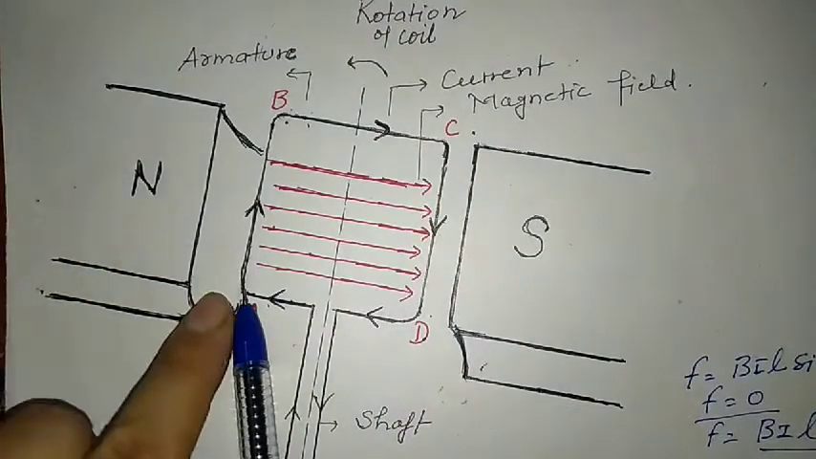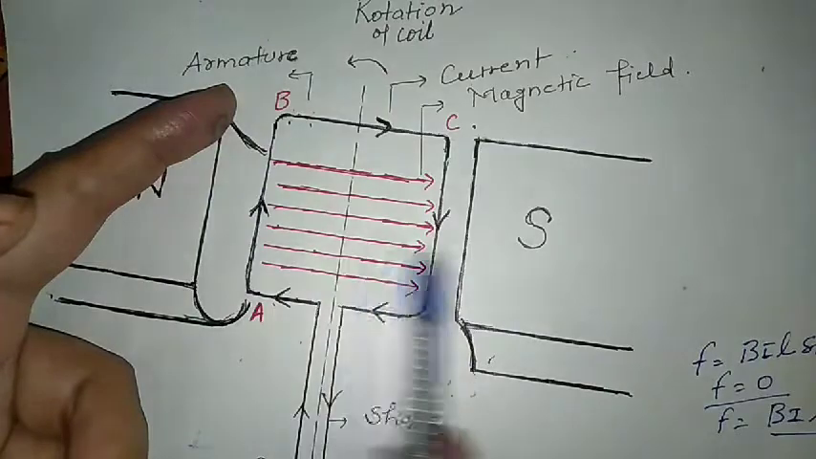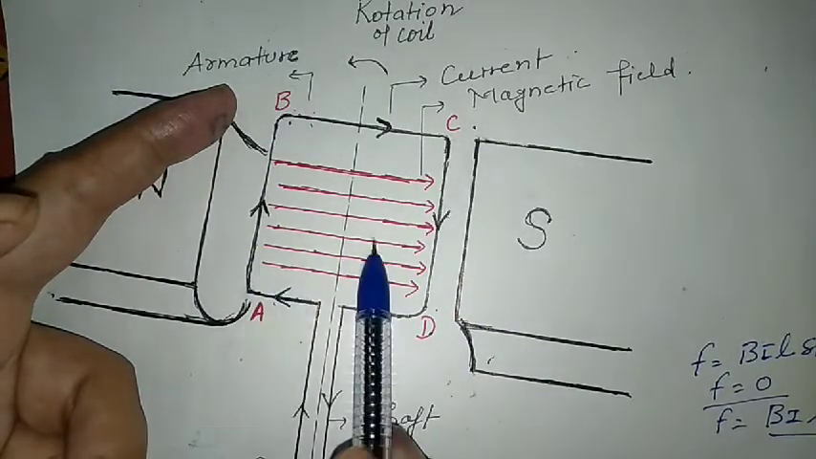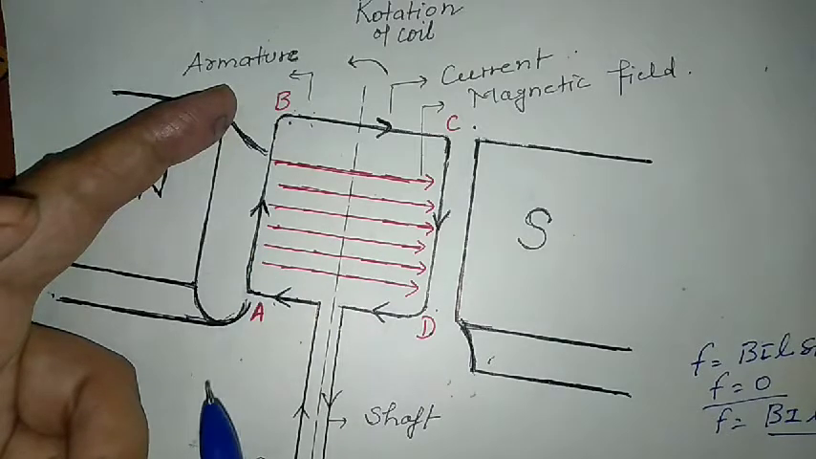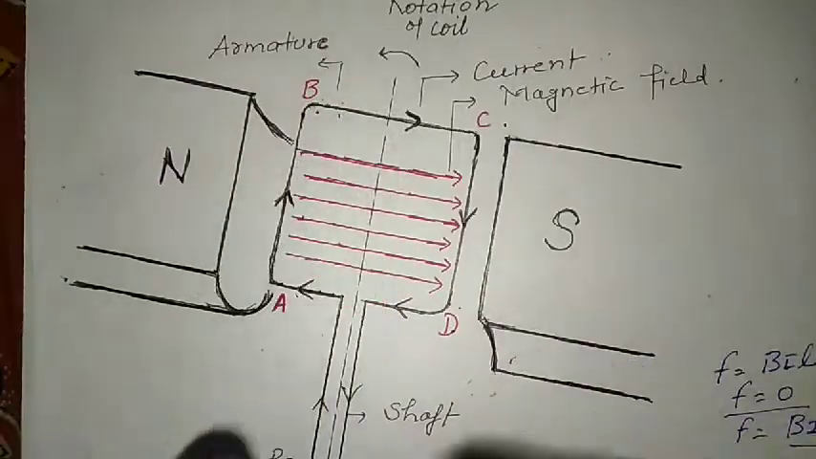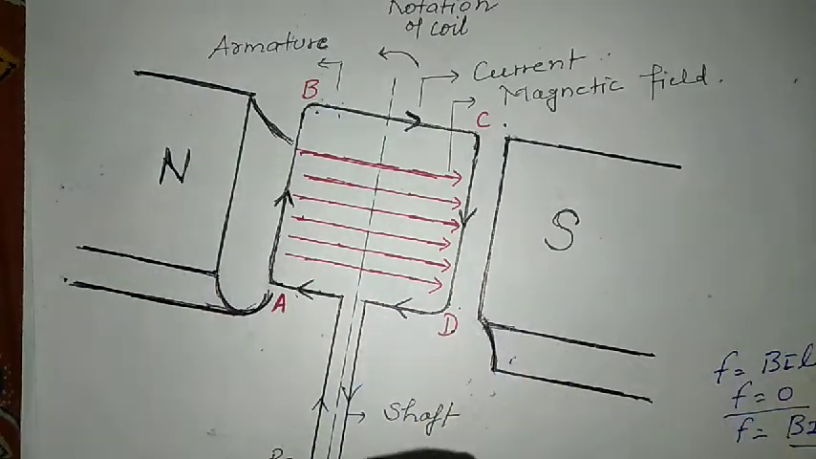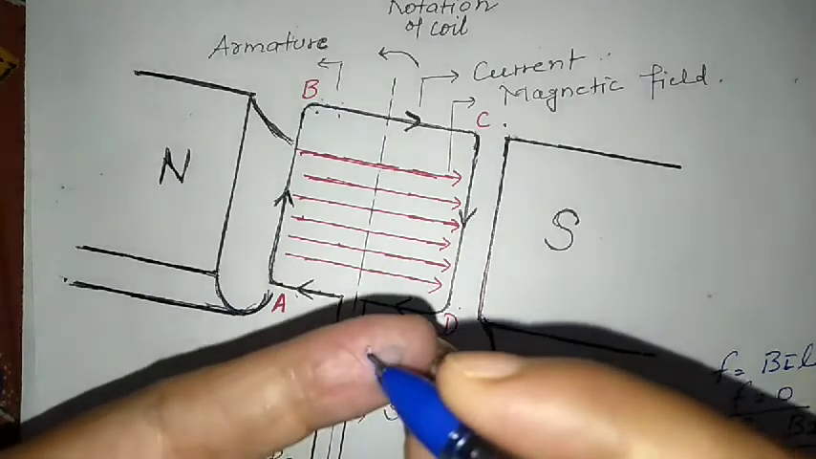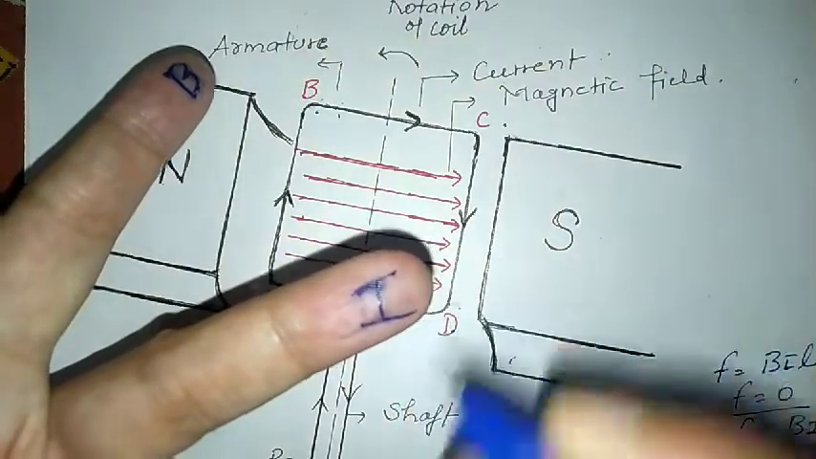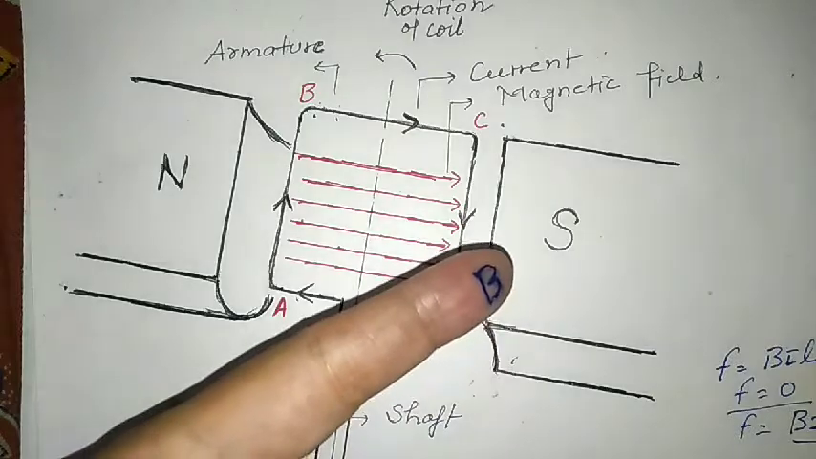But in AB, the current and the magnetic field are perpendicular to each other, so a force will be applied. That we can find with the help of Fleming's left hand rule. The thumb shows F, the force, as we discussed in the previous video. This is the magnetic field and this one is the current. So here is FBI.